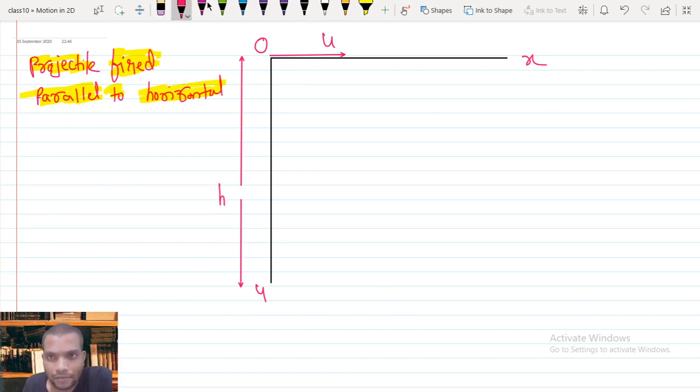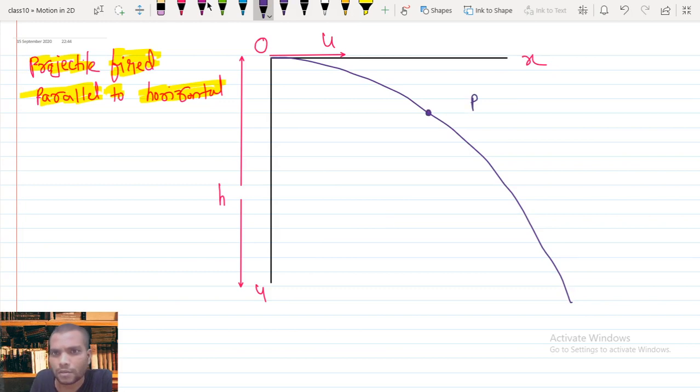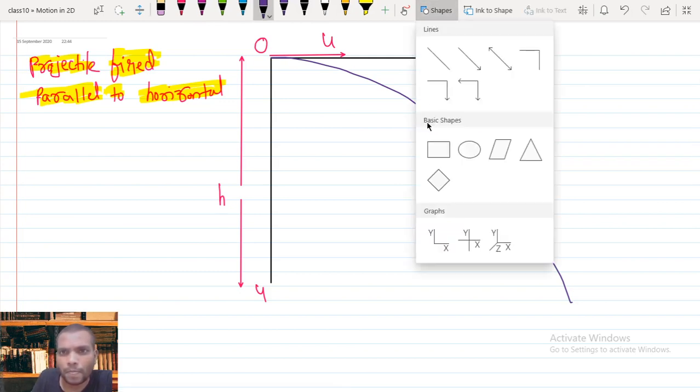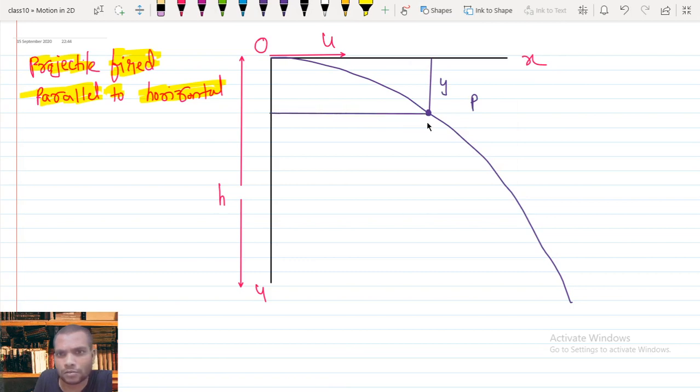Consider, as in the given situation, xy is a two-dimensional plane. An object which is at point O, at a height h from the ground, is thrown with an initial velocity u. Suppose the object takes a path like this. So I would like to take a point, a location, which is point P. This is at a distance from the x-axis. This is the location of y, and the same point corresponds to a point on the x-axis.